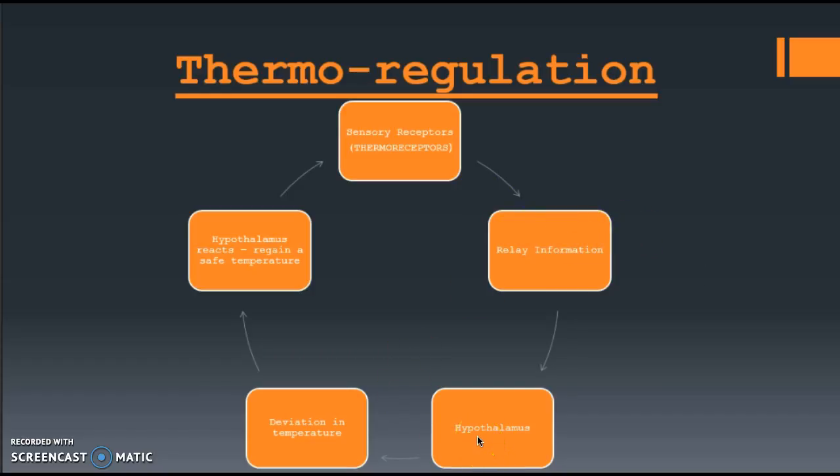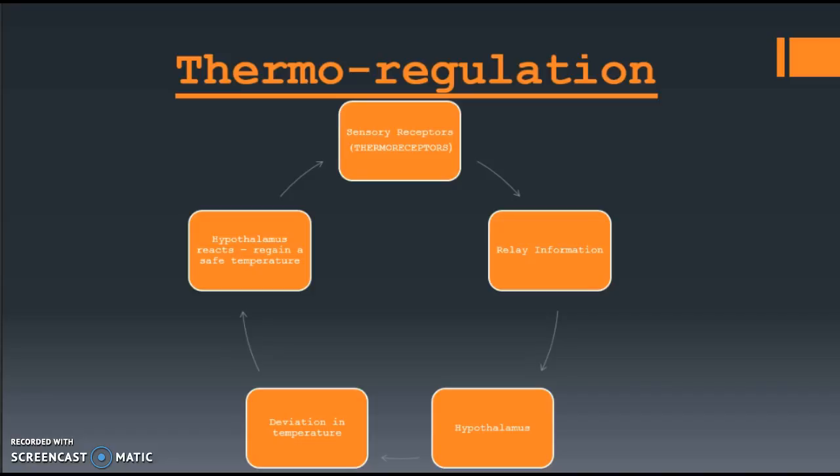So when a deviation in temperature occurs, the hypothalamus will react by initiating a certain mechanism in order to regain a safe temperature again. And then there are 4 different types of sites where these changes in temperature can occur. So these are in the sweat glands. So these glands will secrete the sweat on the outer surface of the skin when either the blood or the skin temperature is detected to be above a normal temperature.